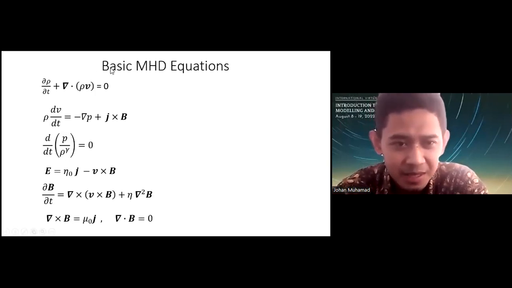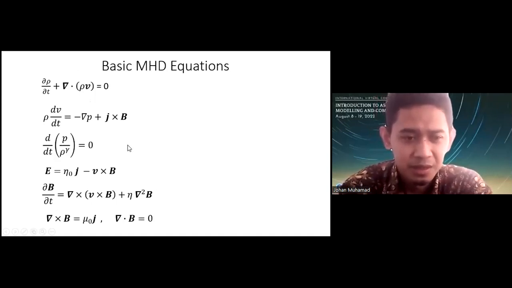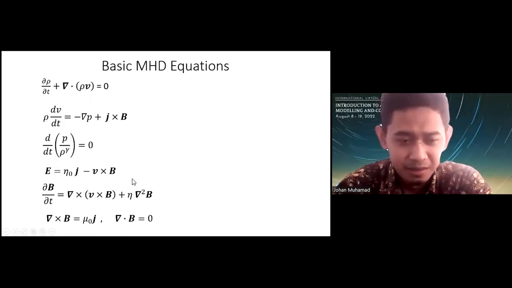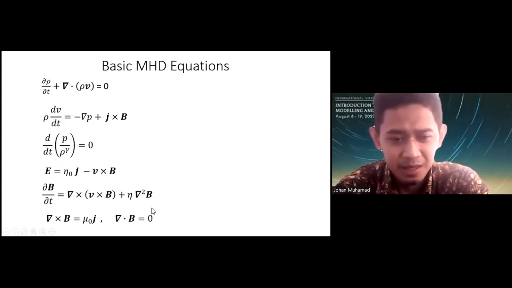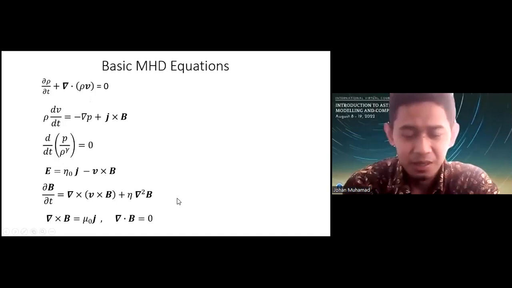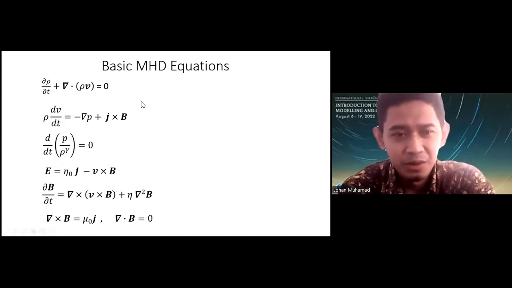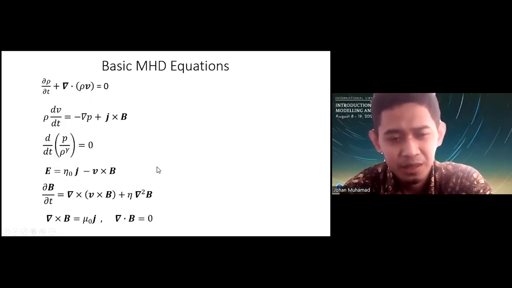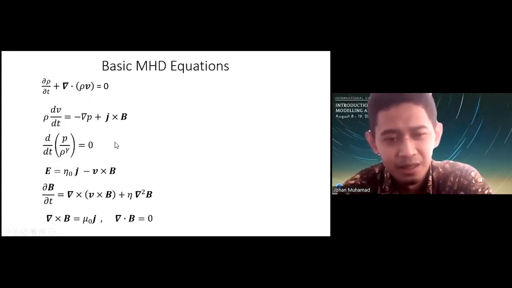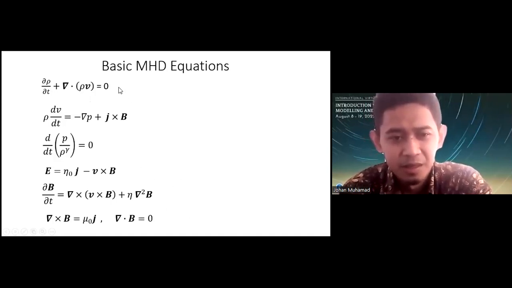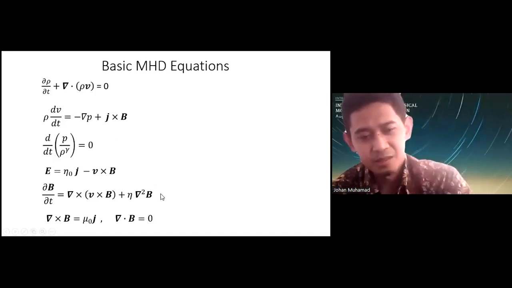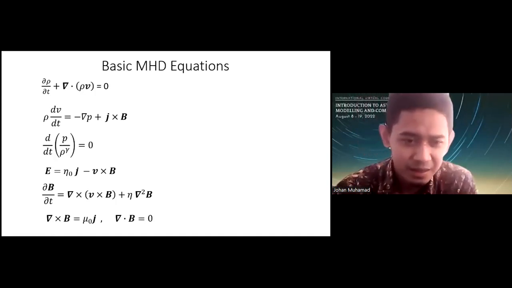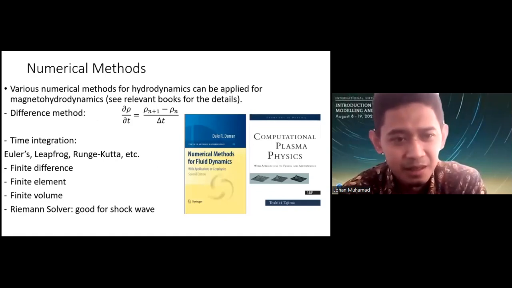Okay, let's recall again the basic MHD equations. We have the continuity equation, equation of motion, energy equation, and Ohm's law. And then we have the induction equation, and some constraints: Ampere's law and the solenoidal condition, just divergence B equals 0. Then how can we use this? Of course, if we want to make a simulation, we have to use some numerical technique, but I don't need to explain that in detail here, because I believe there are already several sessions talking about numerical techniques. You can just recall that.